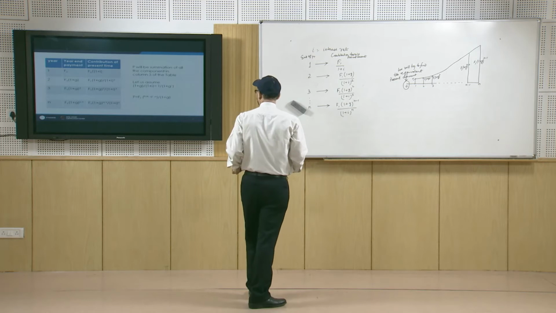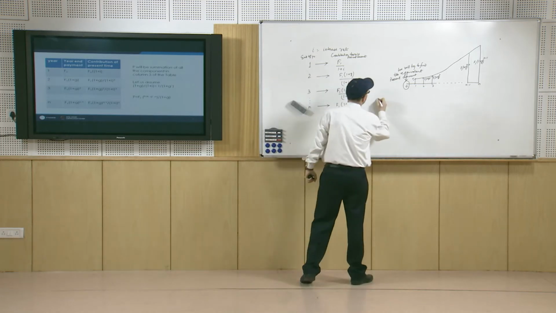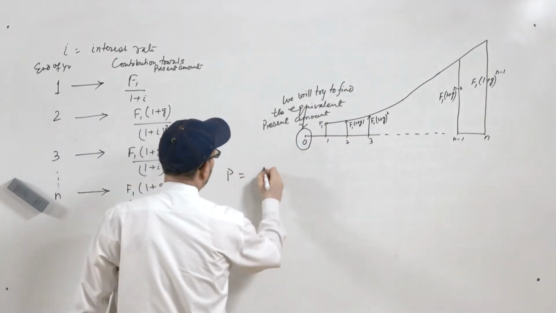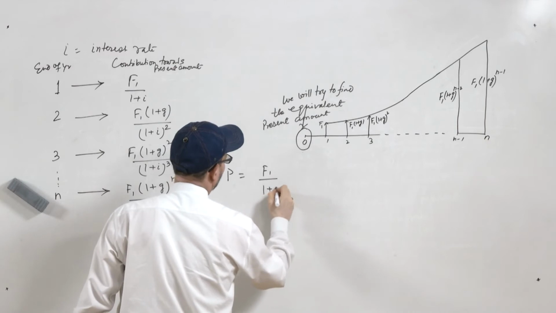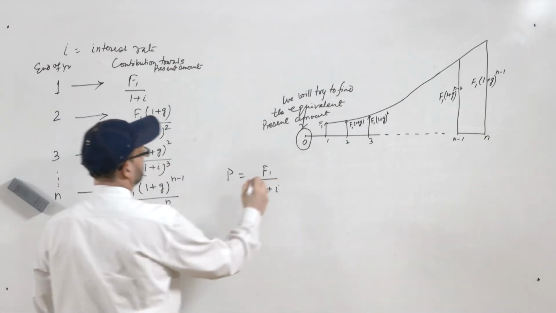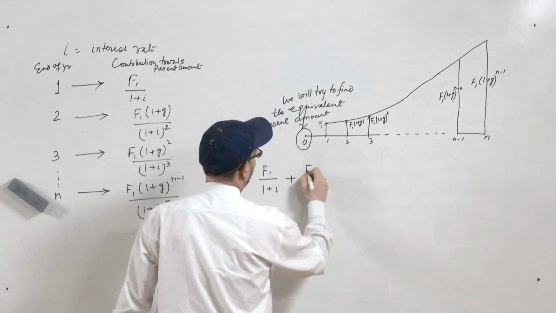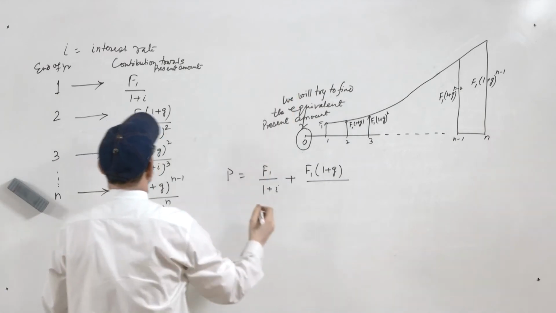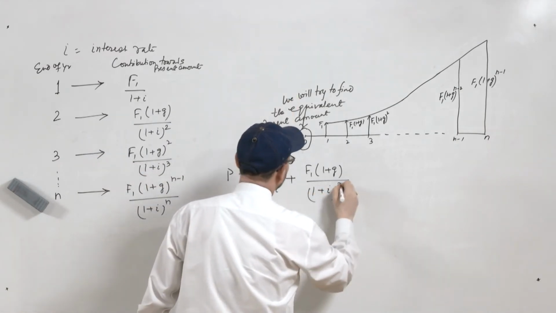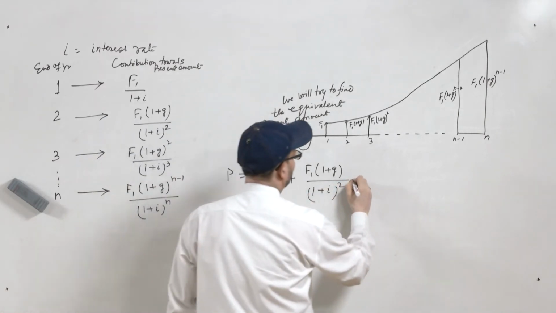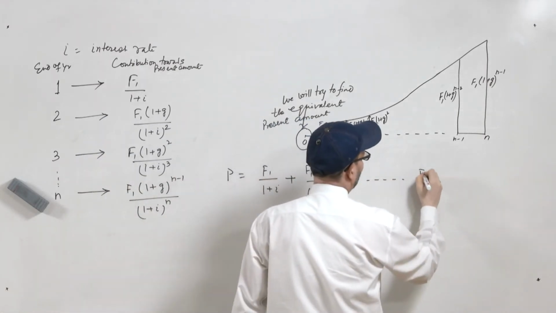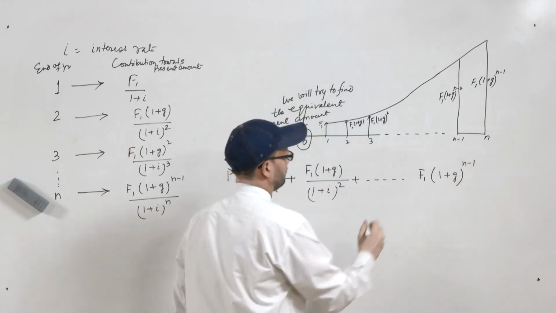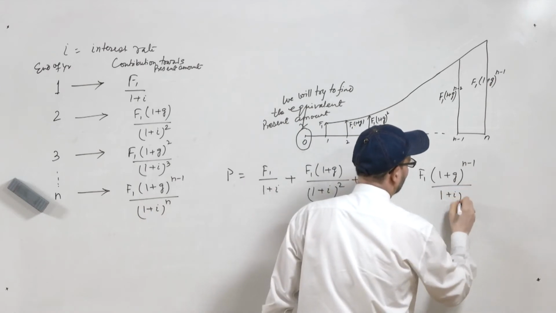So, what we will do, P will be nothing but F1 by 1 plus I plus F1 into 1 plus G by 1 plus I raised to the power 2, plus it will go on, F1 into 1 plus G raised to the power n minus 1 divided by 1 plus I raised to the power n.